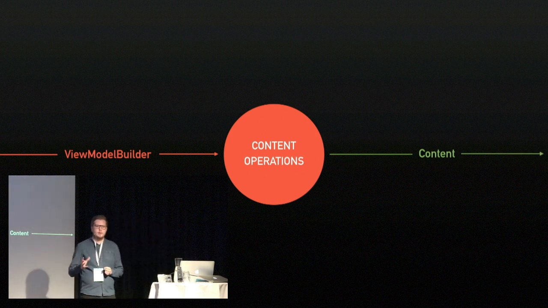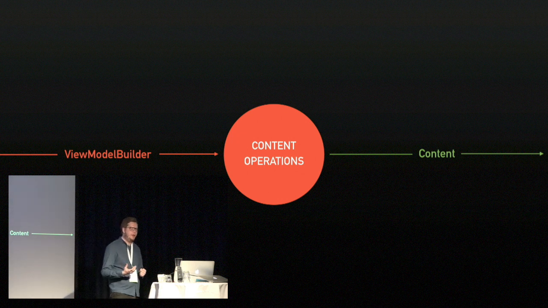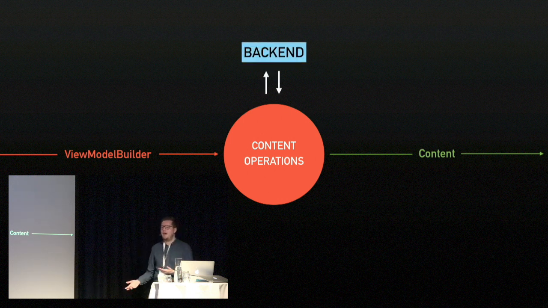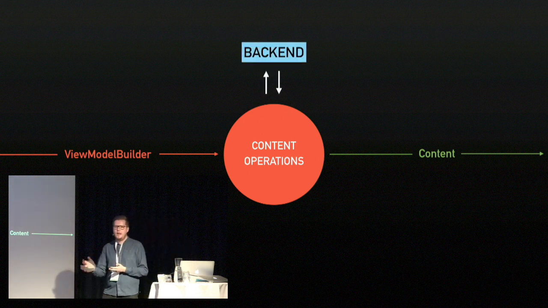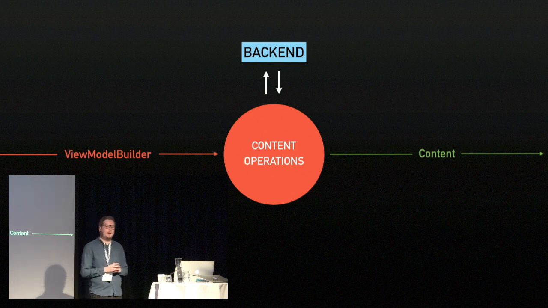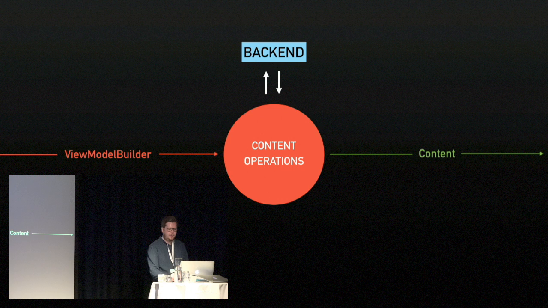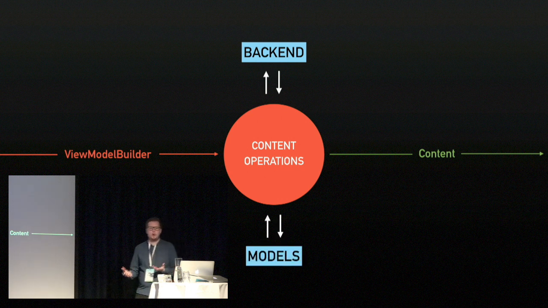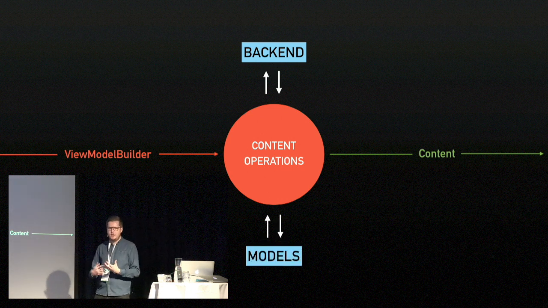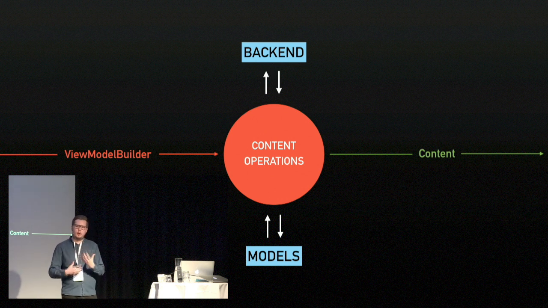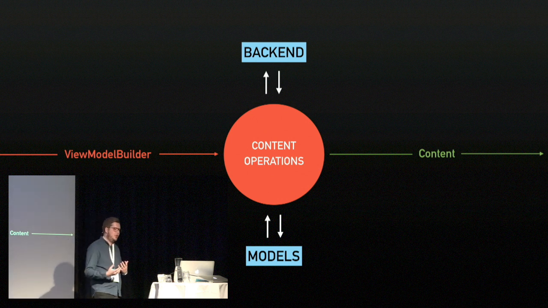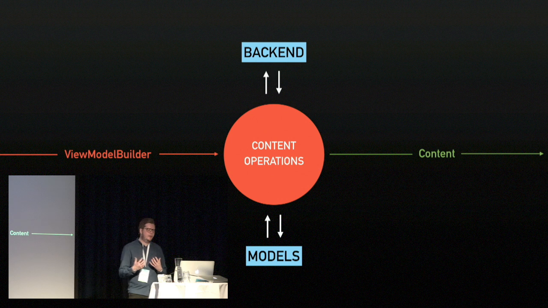Now the great thing here is, since we're using the operation metaphor here, we're free to do work in pretty much any way that we want. We can do things like call our backend inside of a content operation, download some JSON maybe, or whatever format we like, and then add that content to the view model builder. We can also observe some of our core data models and maybe create some KVO to update our content operation every time the model changes. And that way we have a nice reactive way of building things as well.